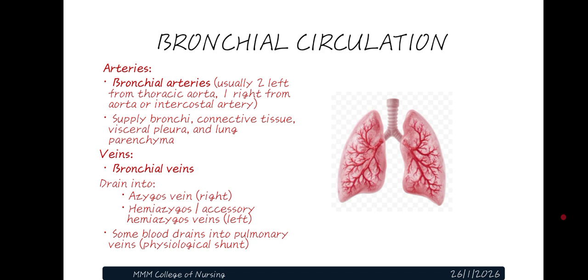Coming to the bronchial circulation. Arteries: bronchial arteries, usually two from the left thoracic aorta and one on the right from the aorta or an intercostal artery, supply bronchi, connective tissue, visceral pleura and lung parenchyma. The veins are bronchial veins, draining into the azygos vein on the right and the hemiazygous and accessory hemiazygous veins on the left. Some blood drains into pulmonary veins, that is physiological shunt.